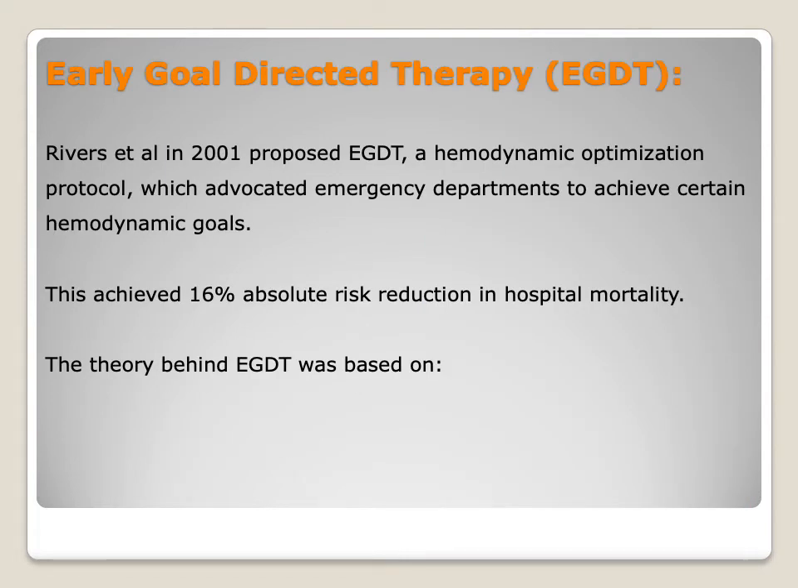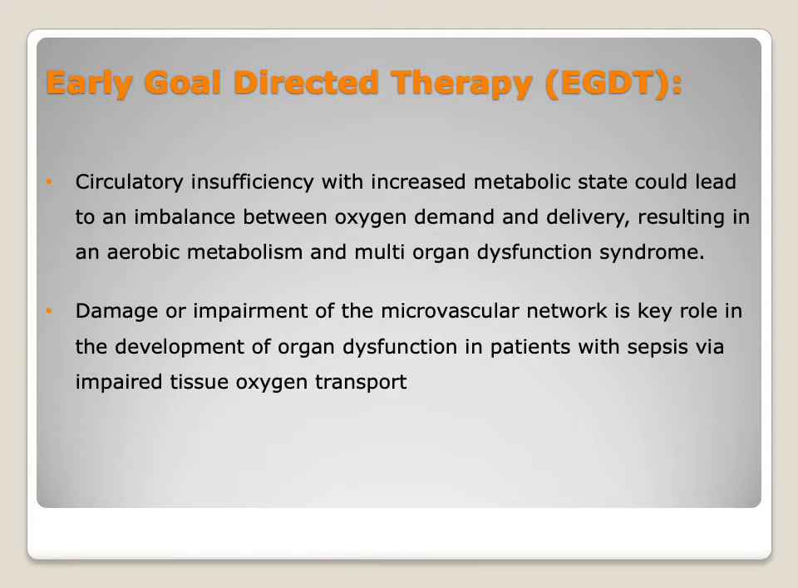In that same year, Rivers et al. proposed early goal-directed therapy, a hemodynamic optimization protocol which advocated emergency departments to achieve certain hemodynamic goals. This achieved a 16% absolute risk reduction in hospital mortality. The theory behind this was based on the idea that sepsis was a circulatory insufficiency with an increased metabolic state that could lead to an imbalance between oxygen demand and delivery, resulting in anaerobic metabolism and multi-organ dysfunction syndrome.